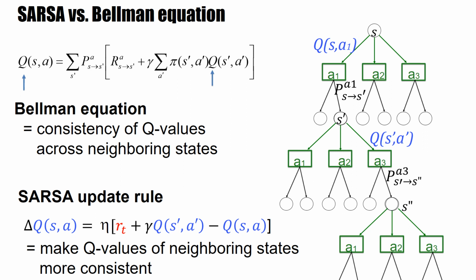So I compare the Q value up here with the Q value down there. And I remind you that the Bellman equation is just a mathematical formulation of this consistency condition of Q values across neighboring states. And this SARSA update rule is there to make the Q values of neighboring states more consistent. And to do that, you have to work with a small learning rate eta, a small parameter eta.